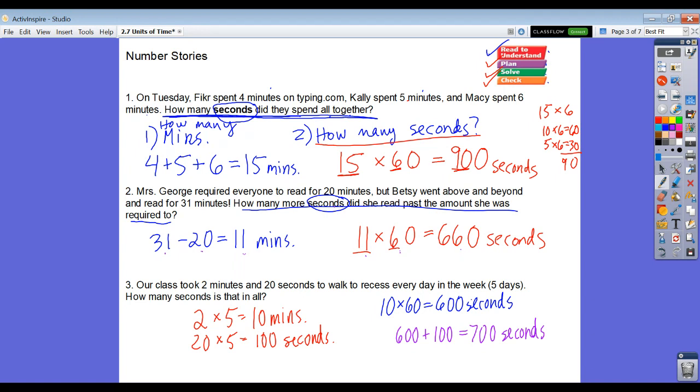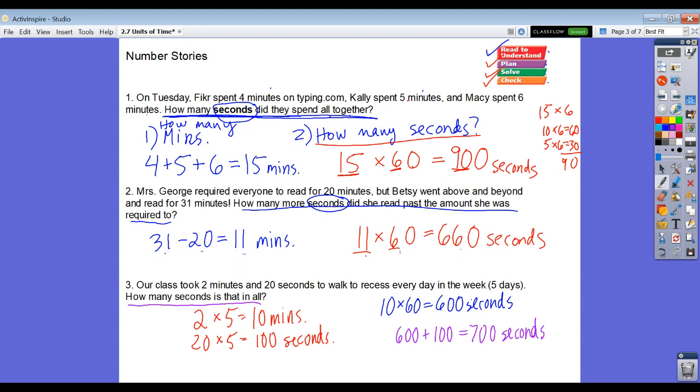Our class took 2 minutes and 20 seconds to walk to recess every day in the week, which is 5 days in a school week. How many seconds is that in all? So this one I actually did in kind of 3 steps, and I'll be interested to see if you did it the same way. So follow along with my steps. I forgot to underline my question. I should have put how many seconds is that in all.